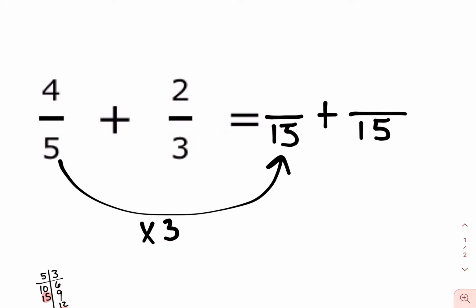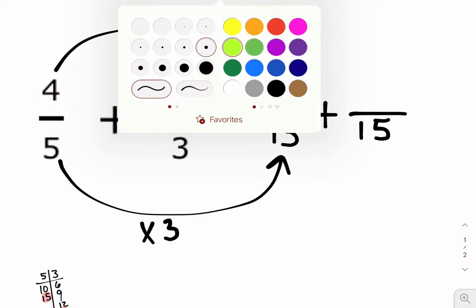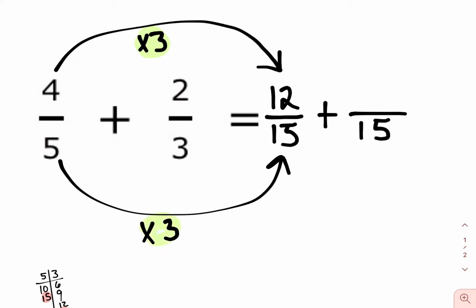And whatever I do to the bottom, I have to do to the top. 5 times 3 is 15. 4 times 3 is what? 12. I'm actually going to change my highlighter color here. Just want to point out that whatever I do to the bottom here, I also do to the top. See, they're both times 3. That will always be the case in these fraction problems. The multiplier here is always going to be the same on the bottom and the top. Okay, so I've transformed 4 fifths into 12 fifteenths.